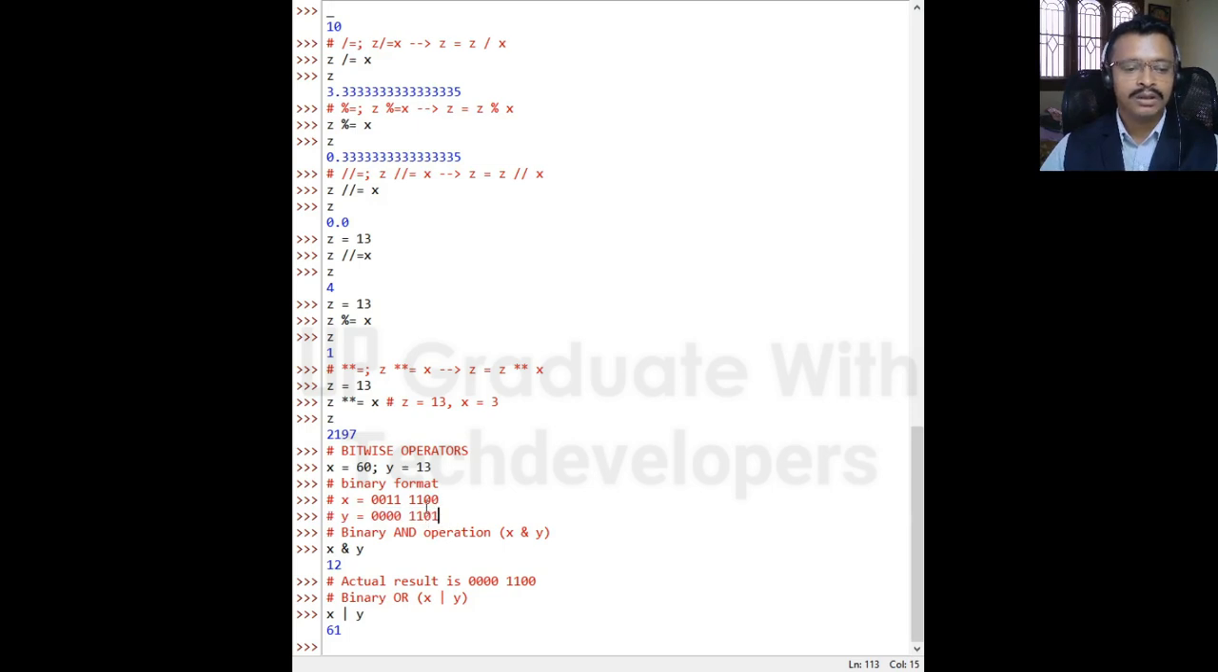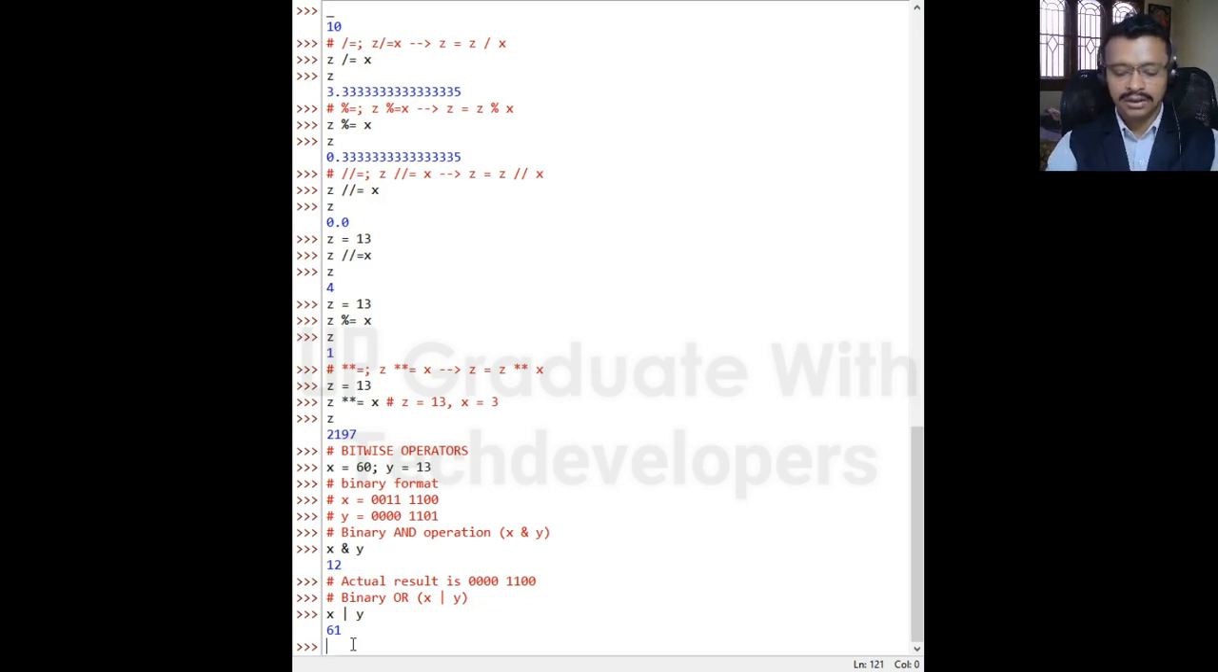Next, 0 0. x is also 0, y is also 0, so the result will be 0. In the third case, 1 1, the result will be 1. 1 1, result will be 1. 1 0, result will be 1. 1 0, result will be 1, and the last two remaining values will be 0. And you can calculate the value after doing this calculation. Okay.